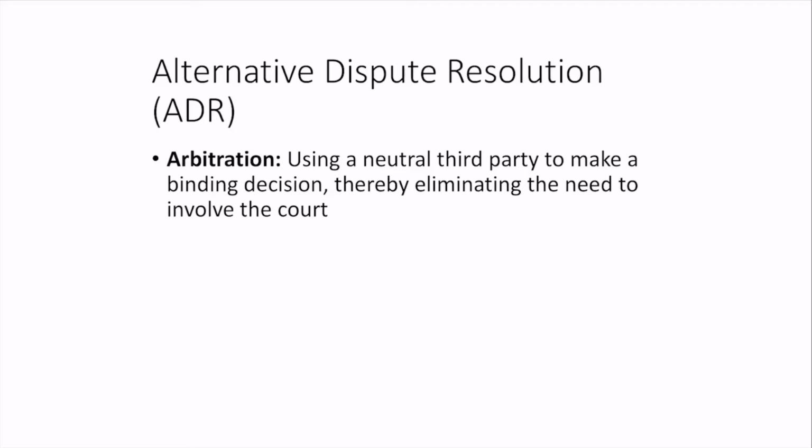Arbitration is using a neutral third party to make a binding decision, thereby eliminating the need to involve the court. Right now, the courts are backed up anywhere from 6 months to a year with all these complaints that employees are launching against employers. So they're saturated with cases to look at. So the ability to get a dispute resolved quickly using the courts is next to impossible. So oftentimes they'll go into arbitration.